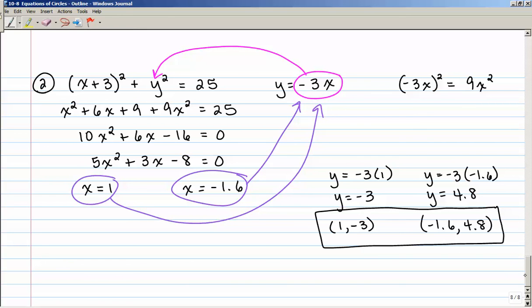So in this lesson, we learned about the equation of a circle, which you'll need to memorize, how to find its center and radius and how to graph it, and then how to write equations of circles and how to solve systems of equations that involve a circle and a line.